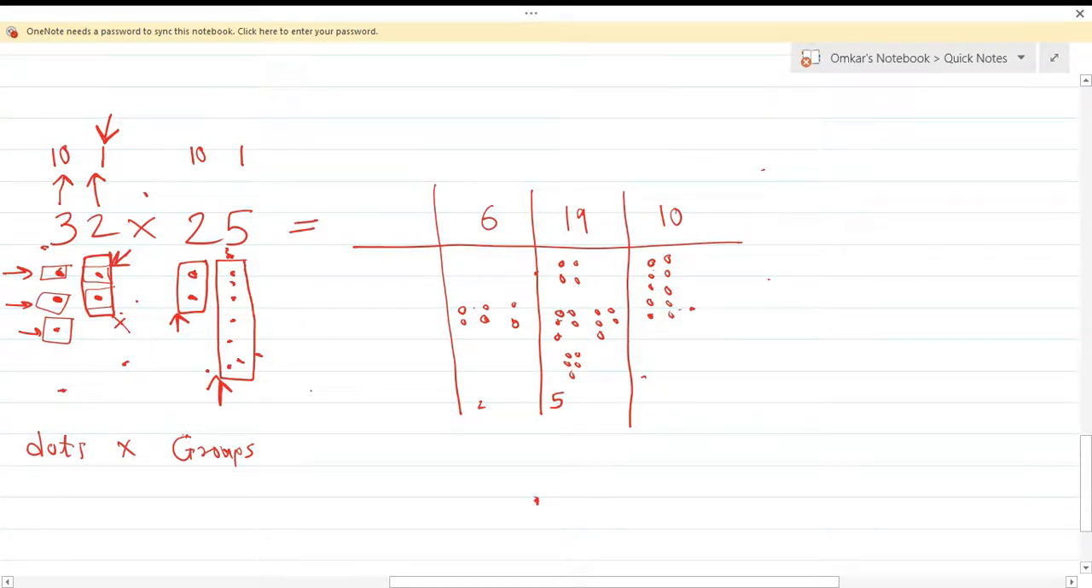Now we have to take the rightmost digit. Then the remaining digits we will add here. So 19 plus 1 is 20. And then we will again take the rightmost digit, which is 0, and this 2 we will add here. And 6 plus 2 is 8. So we have here 800. So we can say 32 times 25 is 800.